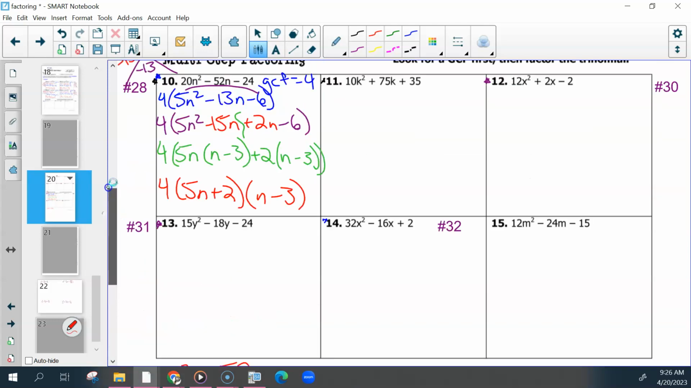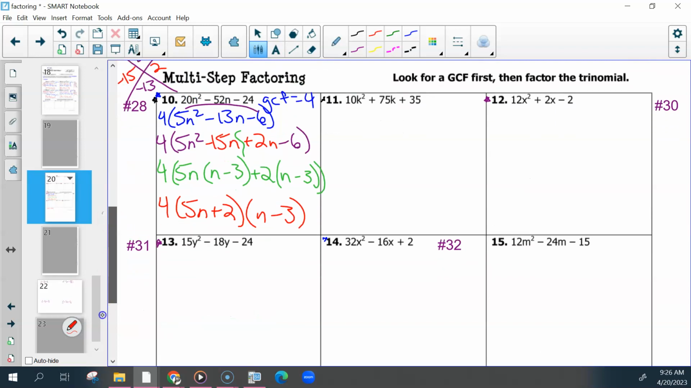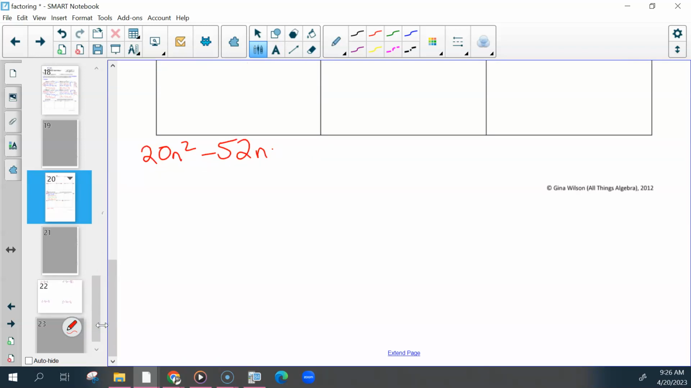Is that 20? 20n squared minus 52n minus 24. So if you don't check for a GCF first, this is what's going to happen. You will still get the same thing, but your numbers will be huge.